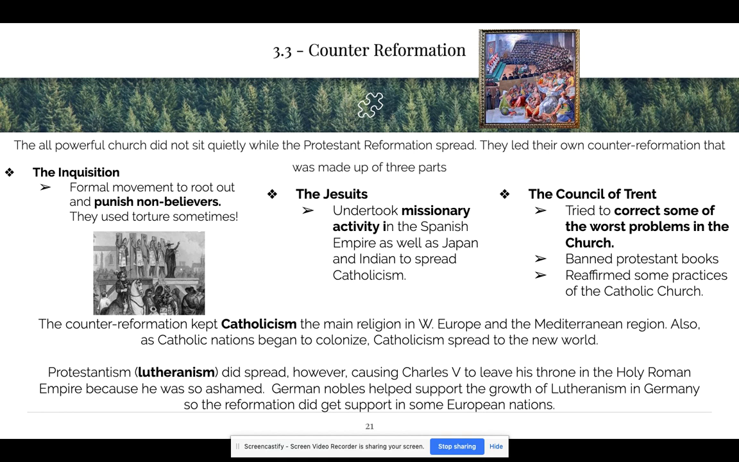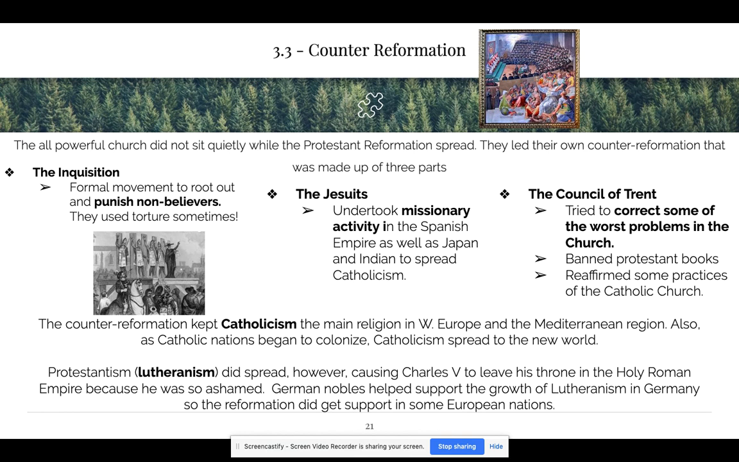The first thing is they establish the Inquisition, which had been used for centuries to try and stop the spread of Islam. And they used it as a way to kind of investigate and punish non-believers. They were very violent. The Jesuits, which still exist today, undertook missionary activity in Spanish empires as well as Japan and India to try and spread Catholicism, because if we're losing Catholics to Protestantism, we need to get new Catholics in other parts of the world.